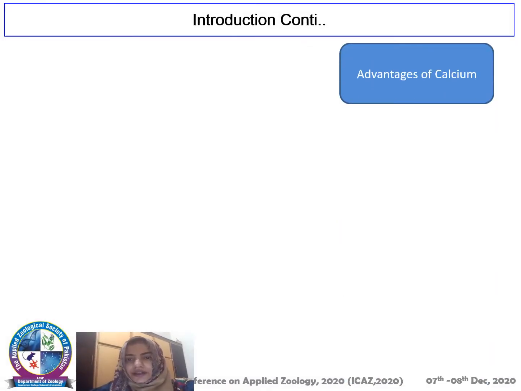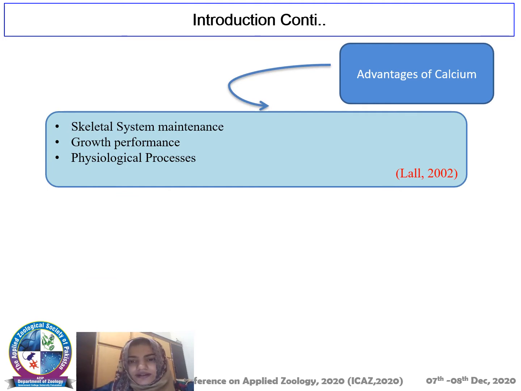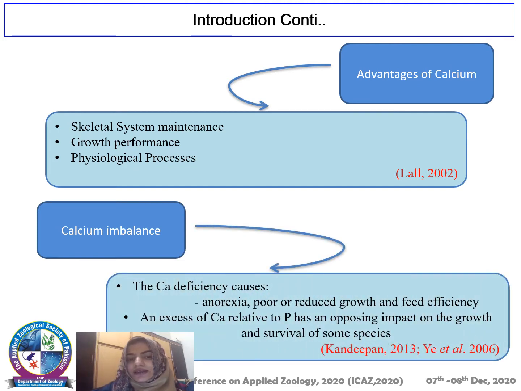In addition, calcium plays a beneficial role in skeleton system maintenance, growth performance, and physiological processes such as osmoregulation and blood clotting, while calcium imbalance plays a negative role in the organism's body. Calcium deficiency causes anorexia, reduced growth and feed efficiency, while an excess of calcium relative to phosphorus has an opposing impact on growth and survival of some species.